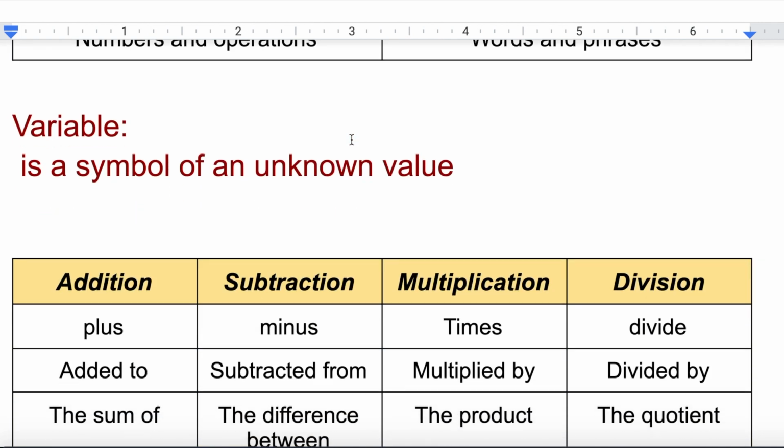What is a variable? A variable is a symbol of an unknown value. Like if I say what is my age, that means it might be x because you don't know it. So variables are letters like x, y, k, t, n, m, any letter that expresses an unknown value, like the time spent between two destinations and the cost of an item in a supermarket.